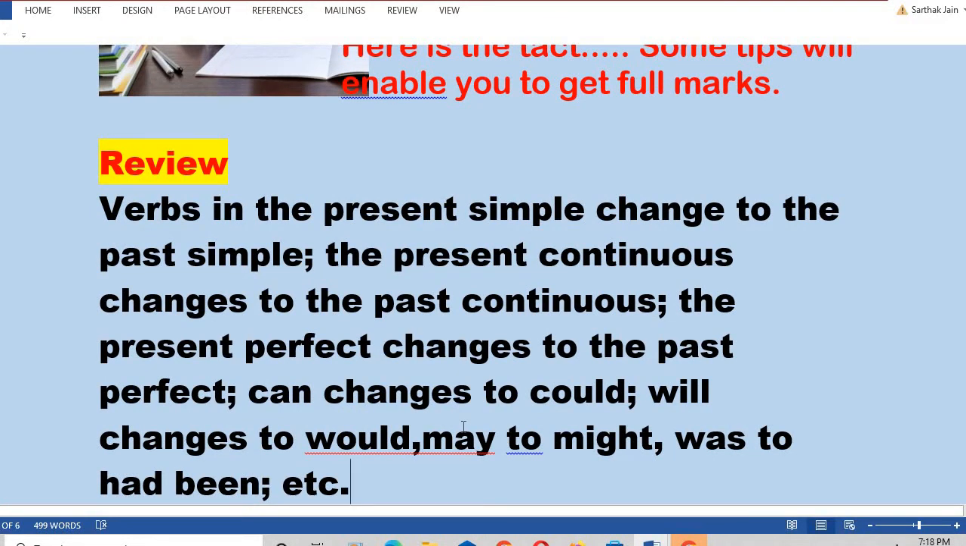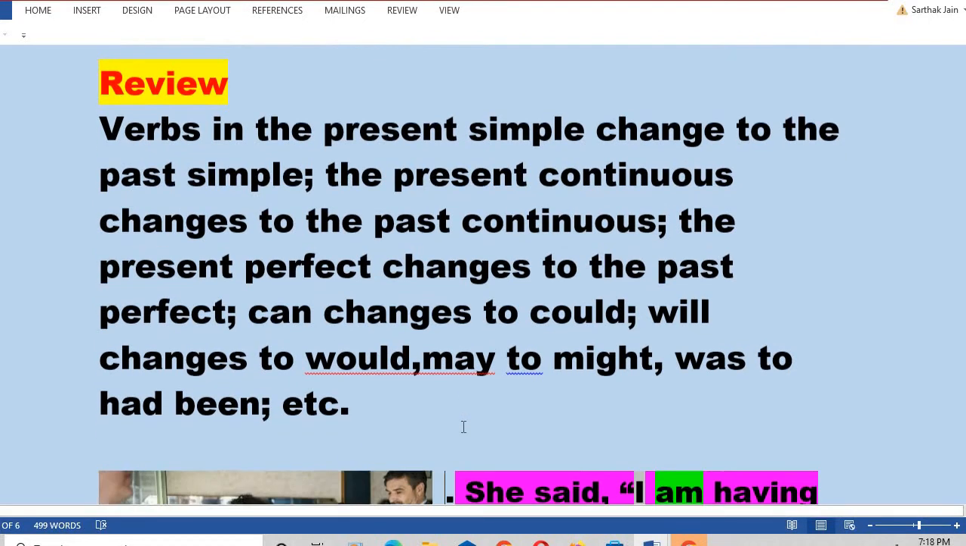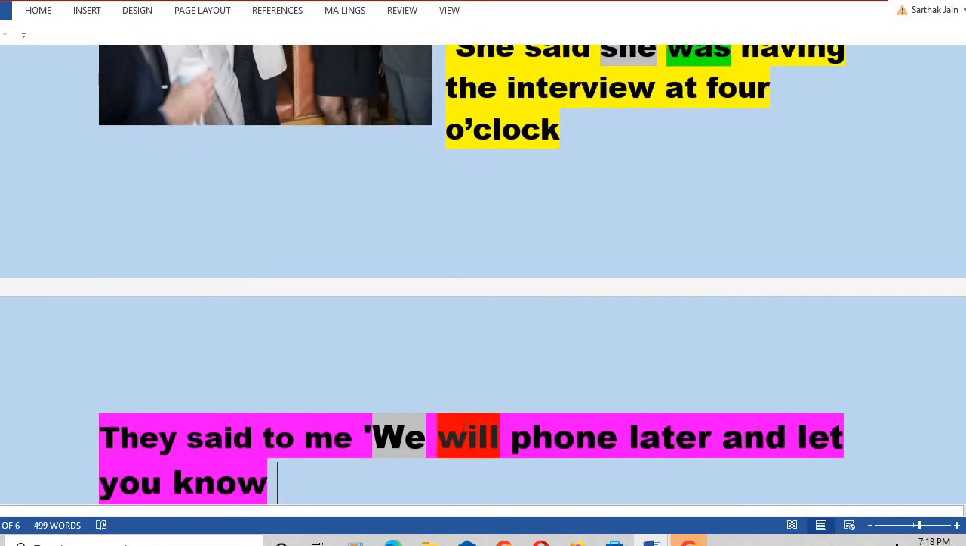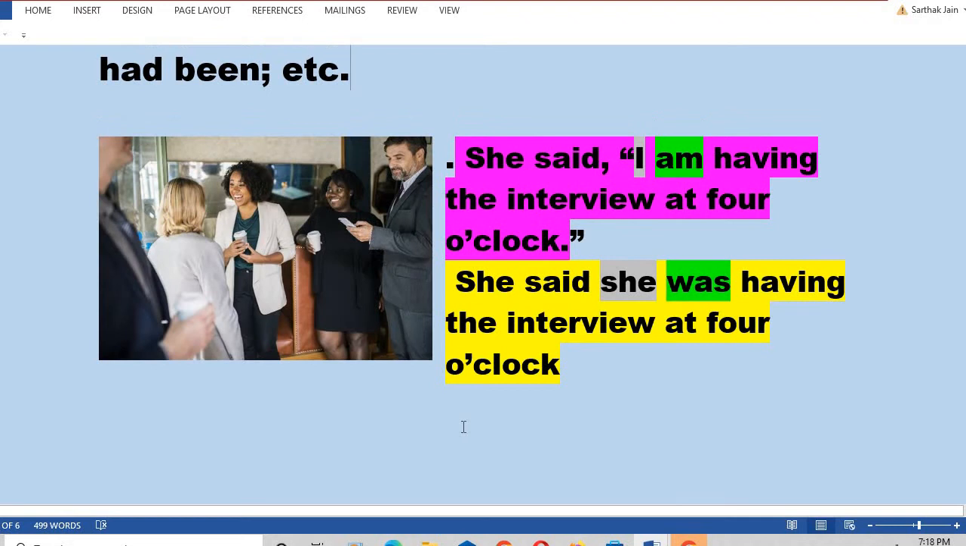So let's have a quick review of what we have done in our previous video. There we learned some tips like change of the simple present to simple past, present continuous to past continuous, present perfect to past perfect, and then some verbs like can to could, will to would, may to might, and was to had been, etc. Okay, let's understand with one example.